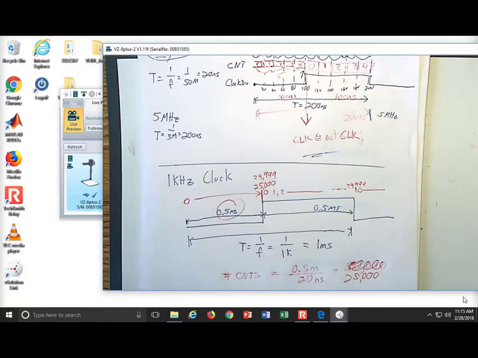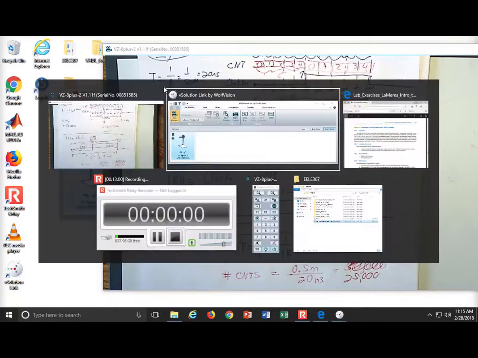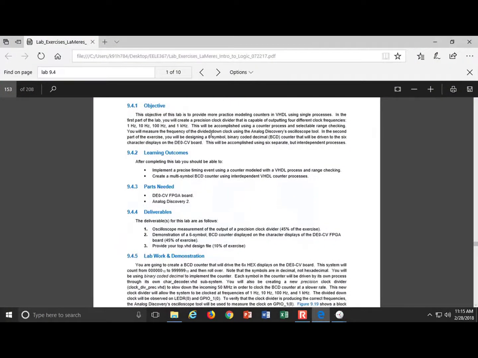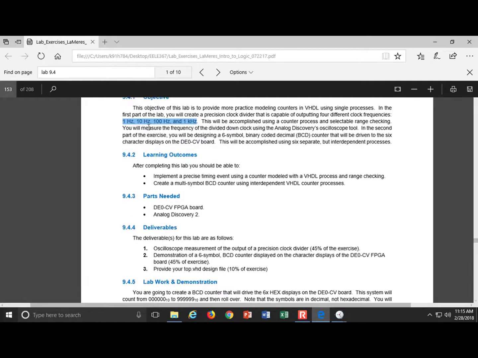So here's what we are going to do. The first part of lab is this. You are going to create a precision clock divider, and while we're doing this, why don't we also make it selectable? You are going to create a precision clock divider that will produce 4 different frequencies. 1 hertz, 10 hertz, 100 hertz, and 1 kilohertz. Okay? These are now nice numbers. We're going to use these.